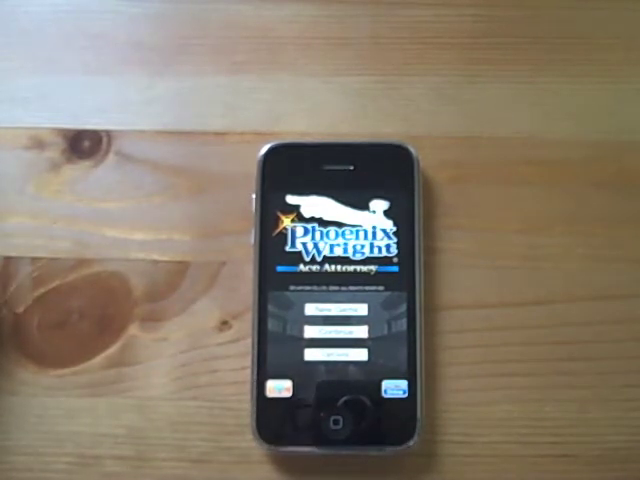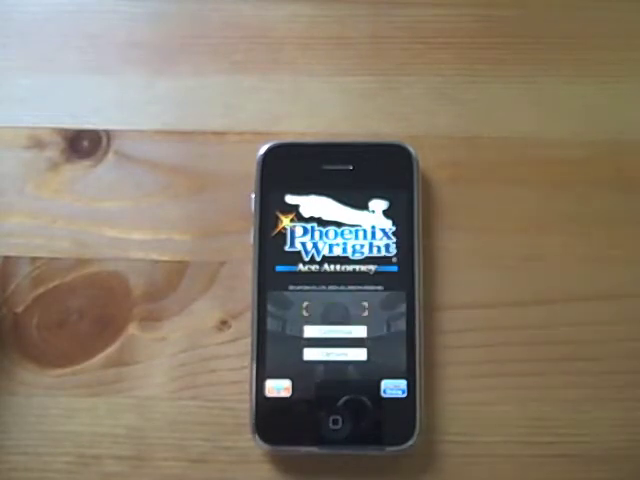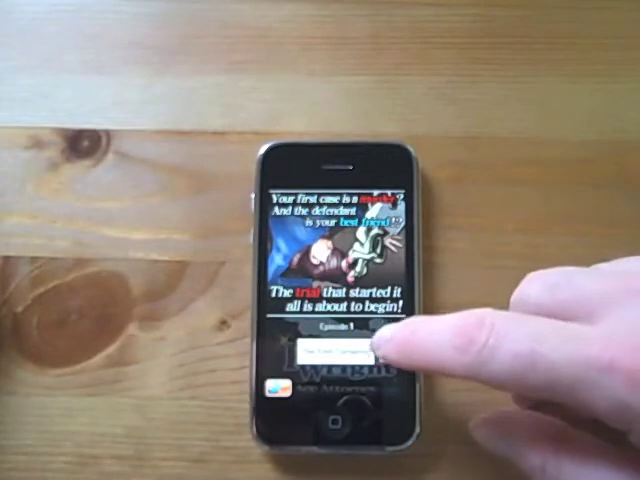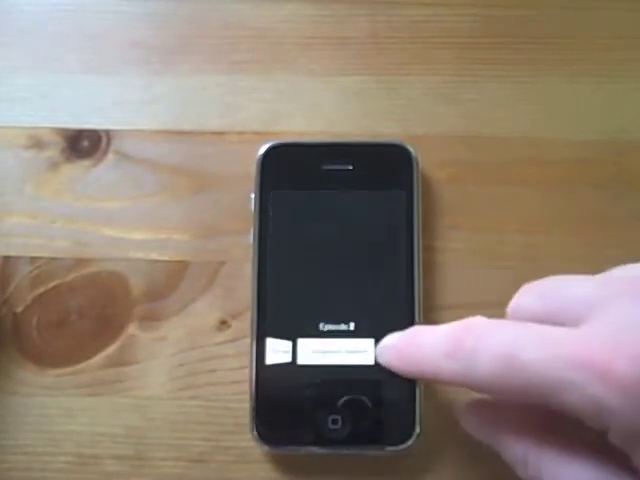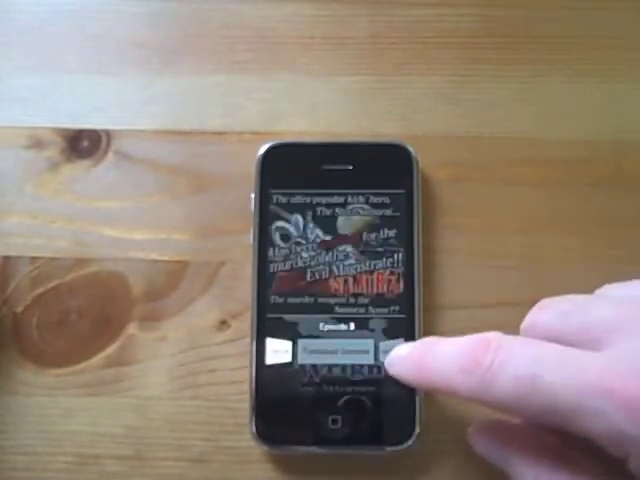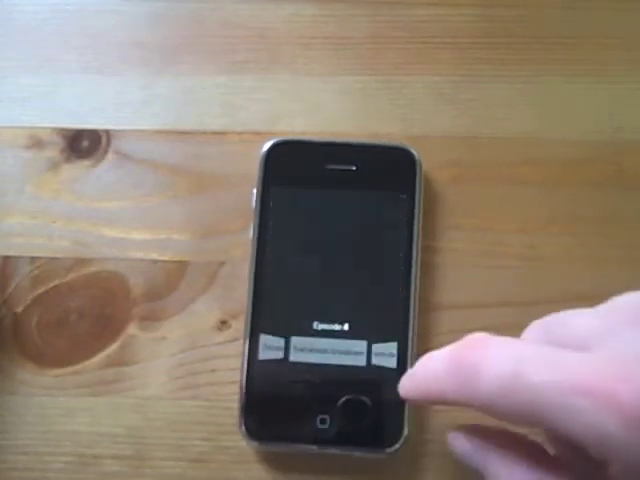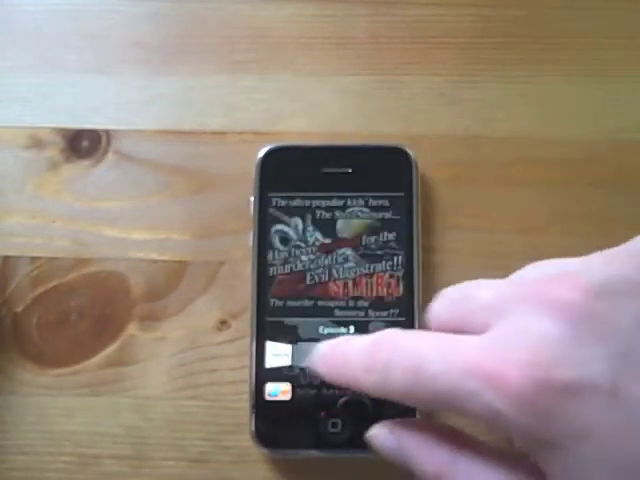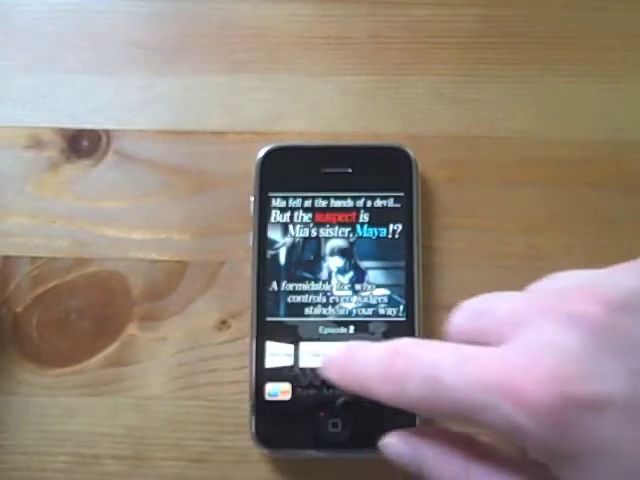It's a lot of fun. Basically, I'm going to start a new game here. The way the game works is you have to prove your client's innocence by finding contradictions in testimony. So it's a total courtroom simulation type of game.